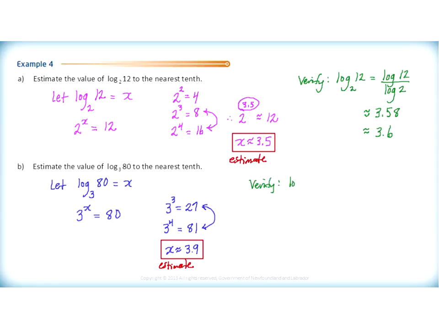So if we look at the log of 80 to base 3, we can evaluate that as the log of 80 divided by the log of 3. When you do that on a calculator, you will get approximately 3.99. And rounding that off to the nearest tenth, it's approximately 4.0.